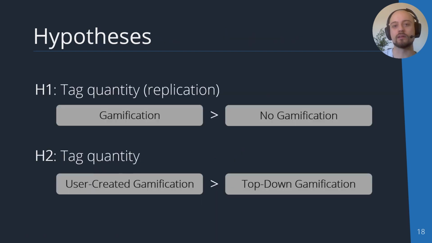Now, what does that mean in terms of our hypotheses that I talked about earlier? We can fully support H1 because we were able to find significant differences between all the gamification conditions and no gamification. We can also fully support H2 because user-created gamification was able to outperform our top-down conditions.